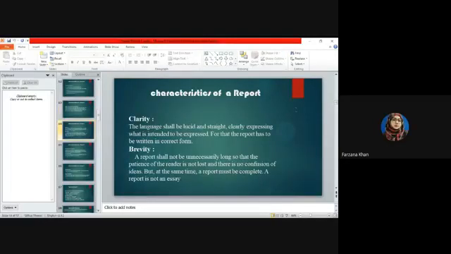The next characteristic of the report is clarity. Clarity means using simple and clear language. A report is written in simple and unambiguous language. It is a document of practical utility, so it should be free from various forms of poetic embellishments such as figures of speech. It should be clear, brief, and grammatically accurate.